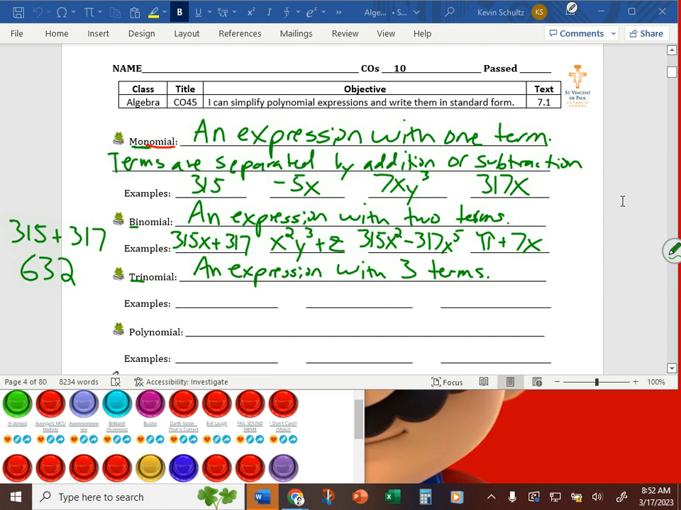Examples of a trinomial. What do you got? Cole? Andrea? XY squared plus 5 squared plus z cubed, right? Three terms, can't be combined. Addition, subtraction, separates them. Good. Basically. 315 plus 2x plus y squared.